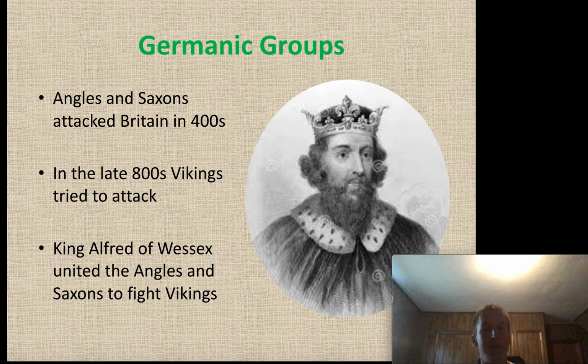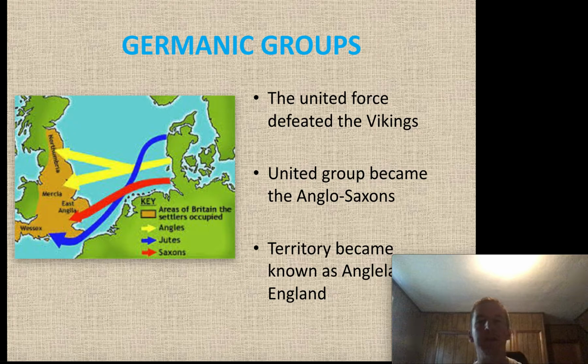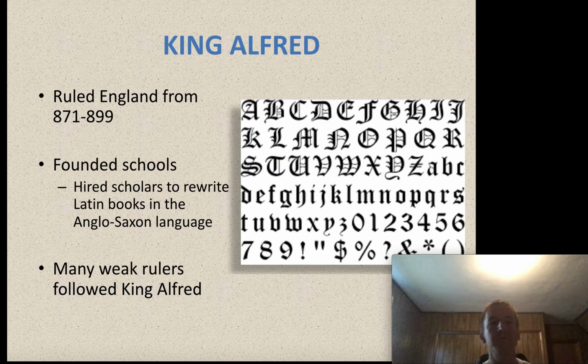King Alfred of Wessex united the Angles and the Saxons to fight the Vikings. This united force defeated the Vikings, and the united group became known as the Anglo-Saxons. The territory that they controlled became known as Angleland, which has been translated into England. King Alfred ruled England from 871 to 899.